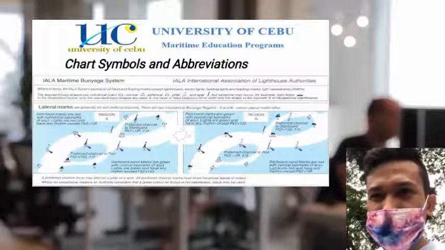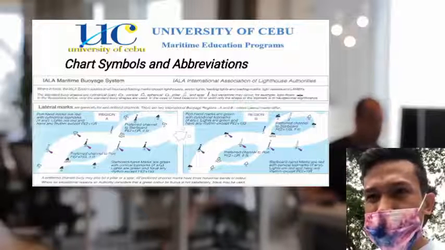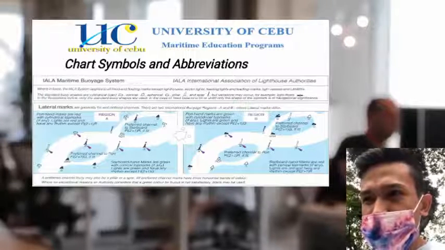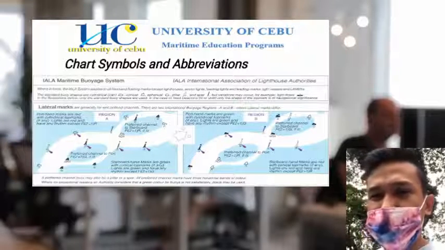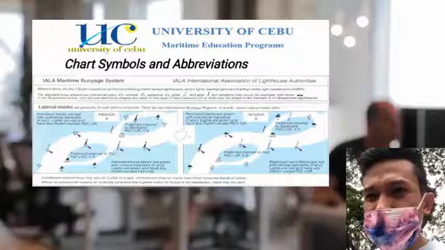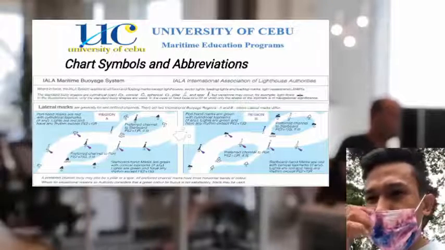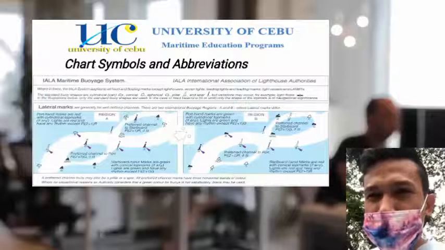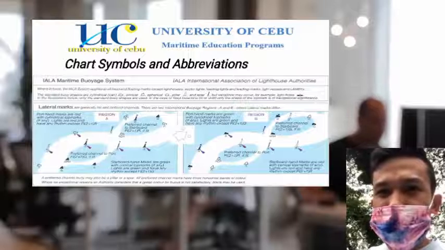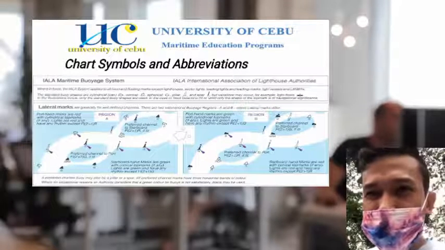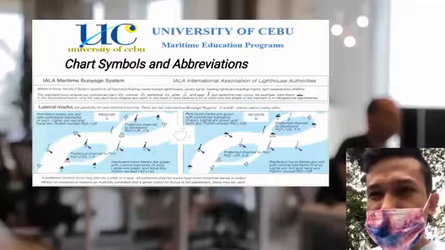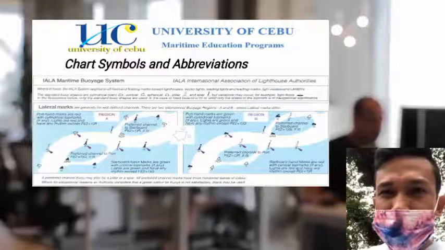So lateral marks are generally for well-defined channels. There are 2 international buoyage regions, A and B, where the lateral marks differ. So you can see in the chart region A and region B. These two are opposite to each other. For example, the beacons, the buoys. You can see an illustration below under the buoys. There's a letter R, letter G. It means that R is for red and G is for green.